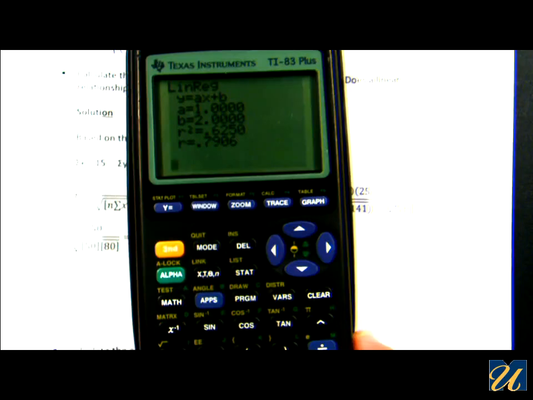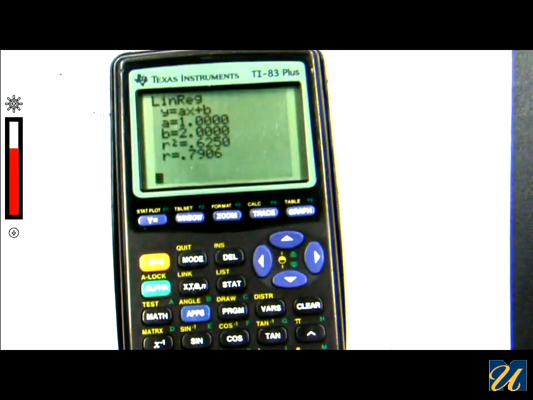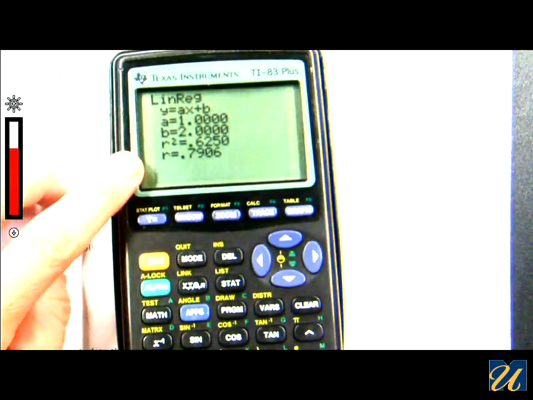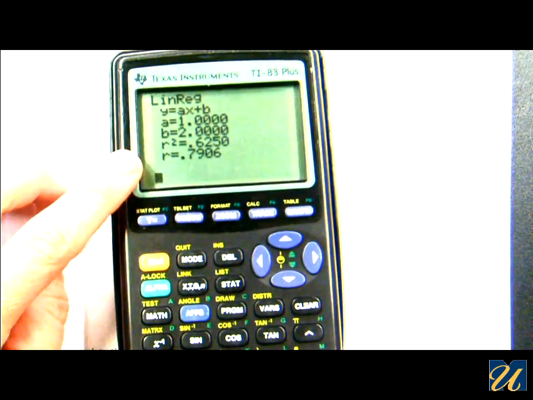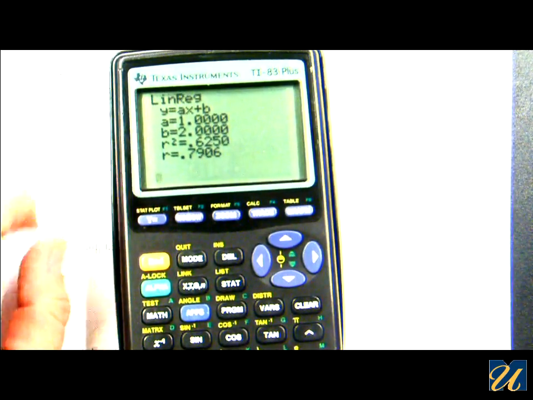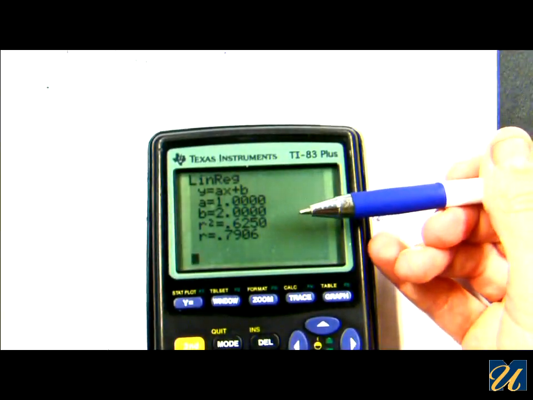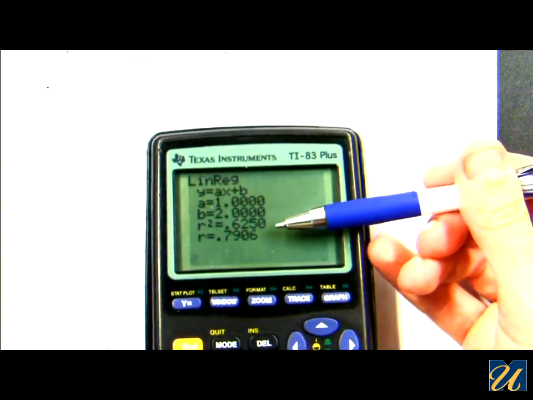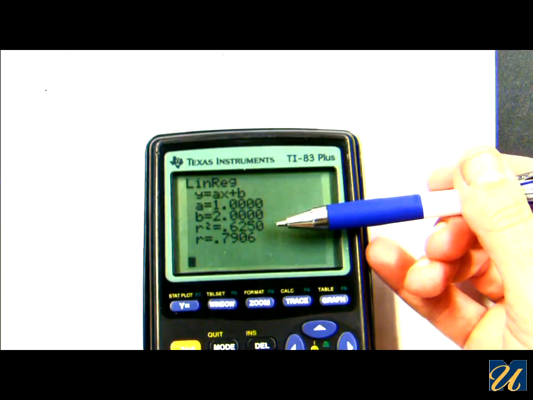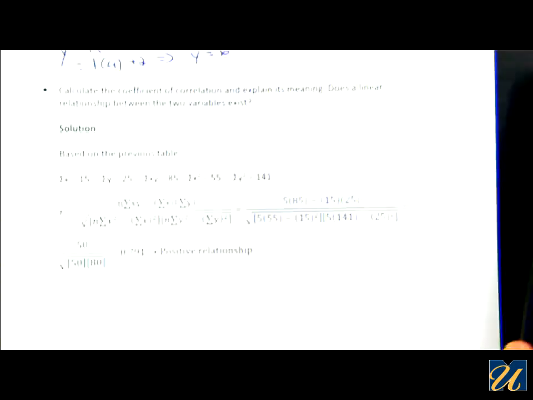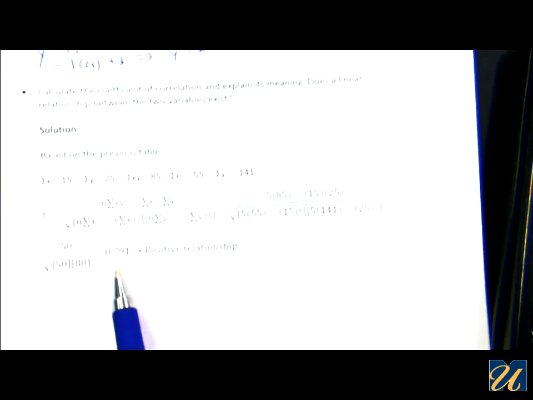Let me just adjust the lighting so you're able to see it. From your graphing calculator, r is equal to 0.79, which indicates a strong positive relationship. Now, we want to find the coefficient of determination, r squared. We already have it using our graphing calculator, it is 0.625. If you didn't have it, you could have just used r.